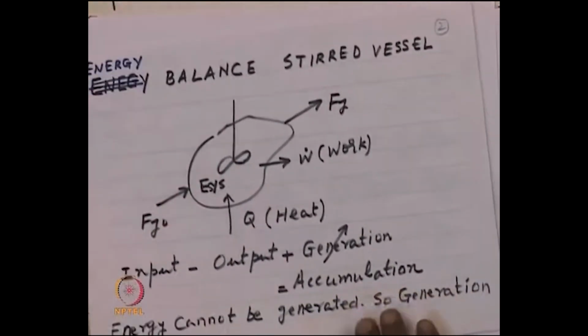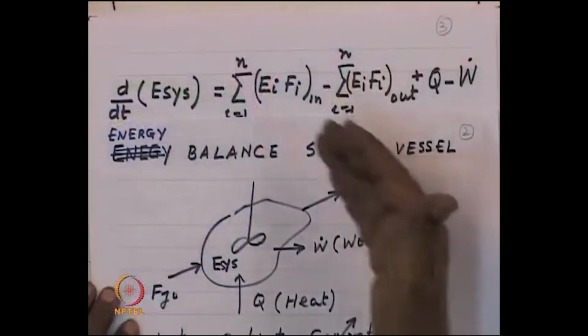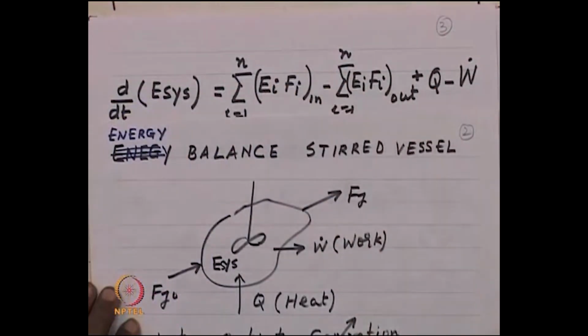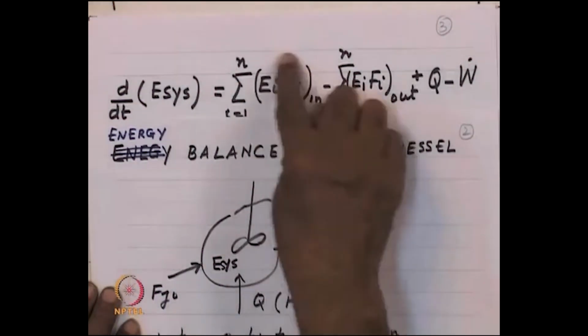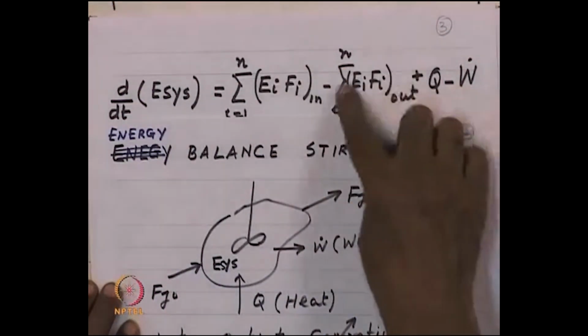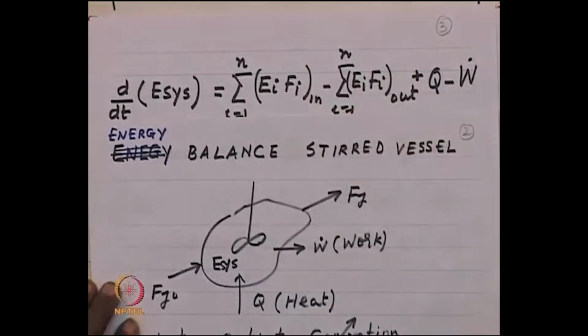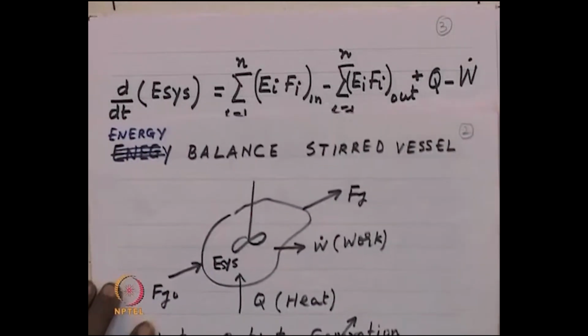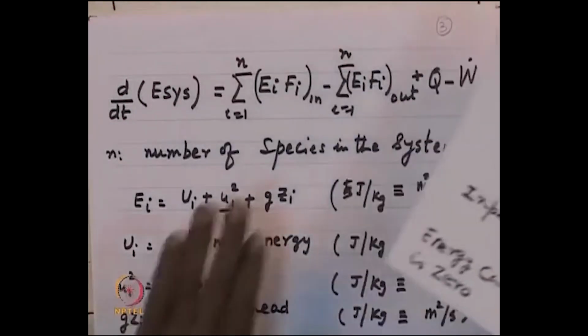Notice here we have not taken into account what is called the heat of mixing, or the enthalpy change for mixing. So, the assumption here is that between the total energy of E_i F_i out and E_i F_i in, there is no loss or gain of energy because of mixing. So, that is the assumption here.